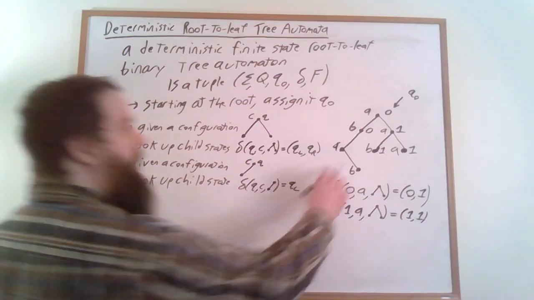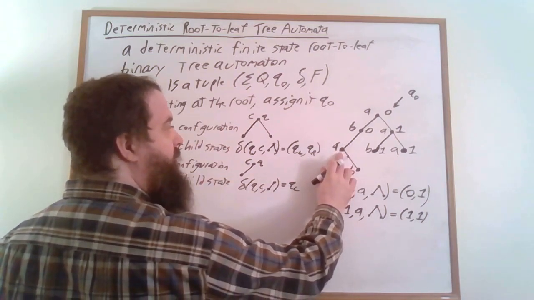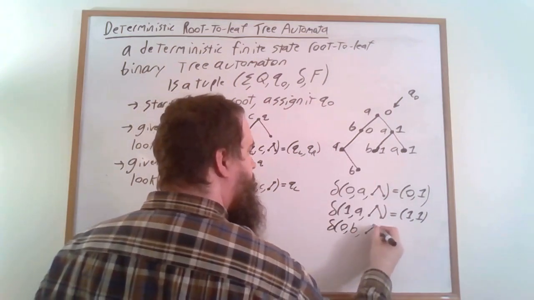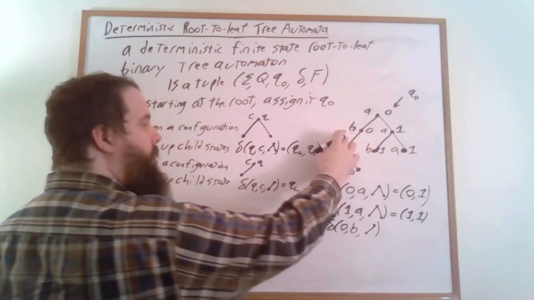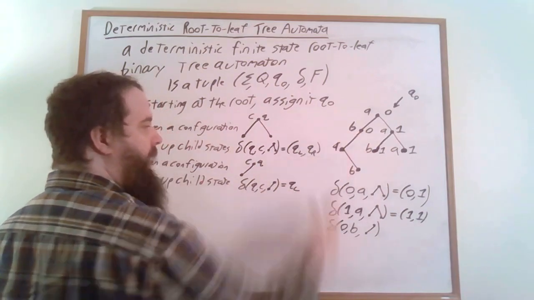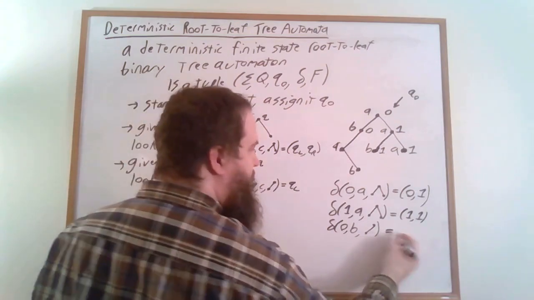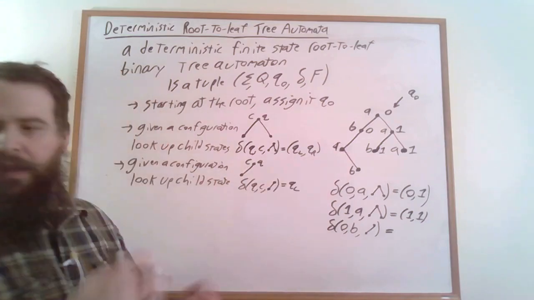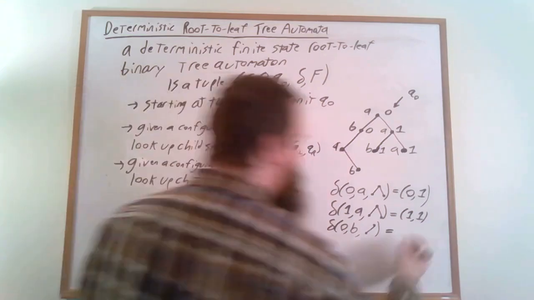This will give us a single state which we'll want to associate to the left child. So in order to work out what state to associate this child to, we're going to want to calculate delta of 0b and an indicator that this node only has a left child. And this will return a single state, which is the state that we want to associate to this node here. Let's say that it's 1.